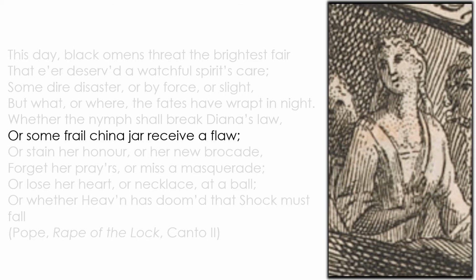Or some frail china jar receive a flaw. Alternatively, whether instead of breaking her virginity, she might instead just break a china cup and render it cracked and so flawed. The balance at the end of the two lines and the rhyme of the couplet is telling. To break Diana's law for a young single woman is to receive a flaw. So if she lost her virginity, she would be flawed.